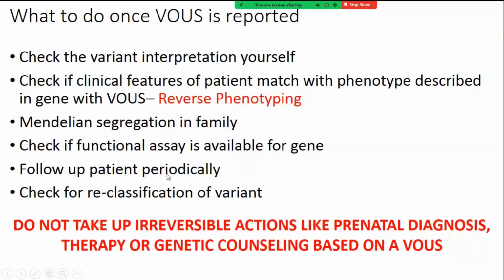Very importantly, follow up the patient periodically, because these classifications are not final. What is benign today may become pathogenic tomorrow, depending on more evidence available. Usually benign will not go to pathogenic, but VOUS may go to likely pathogenic, VOUS may go to likely benign. And this has happened many times because of various reasons. So it's a dynamic classification. It's not a static or a fixed classification.